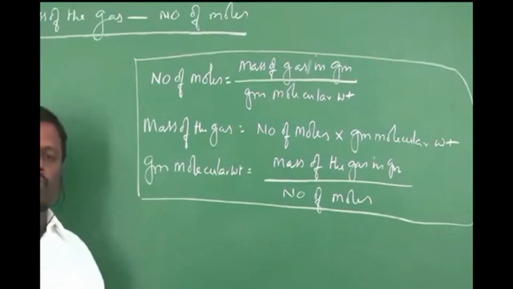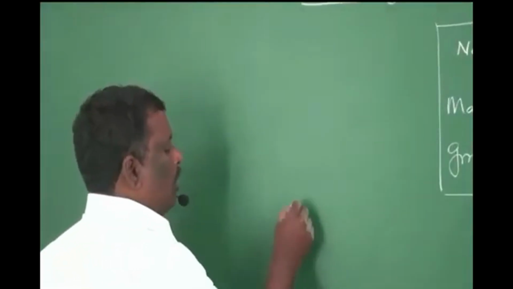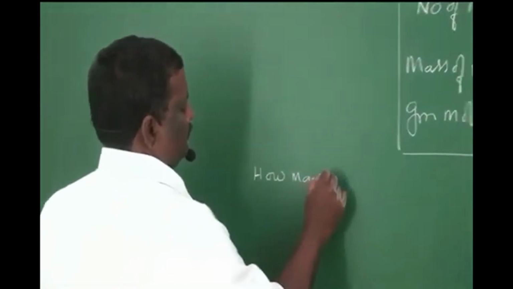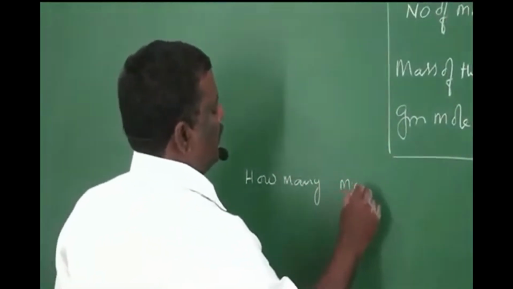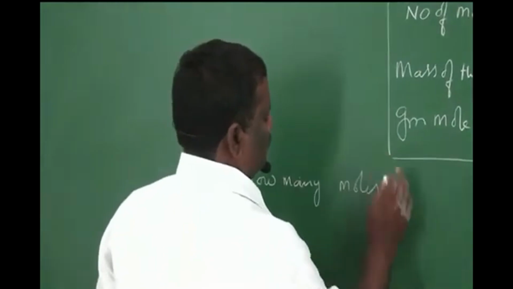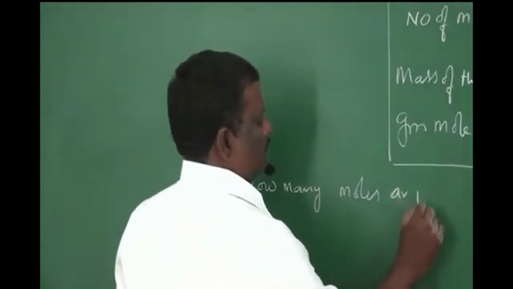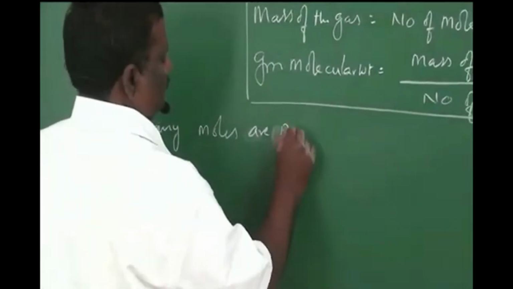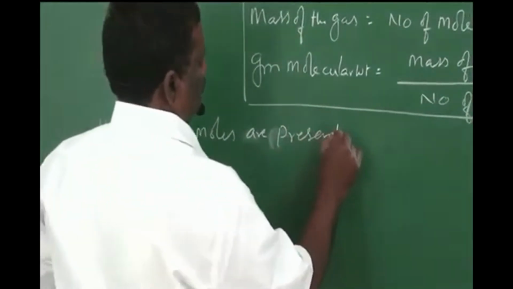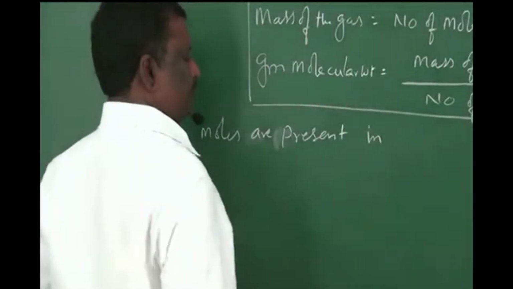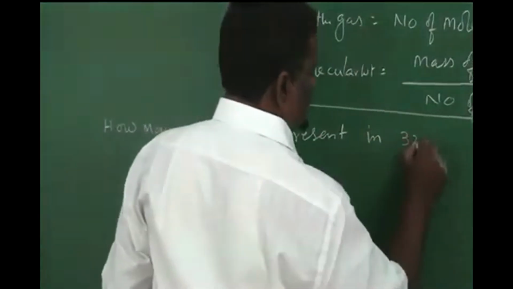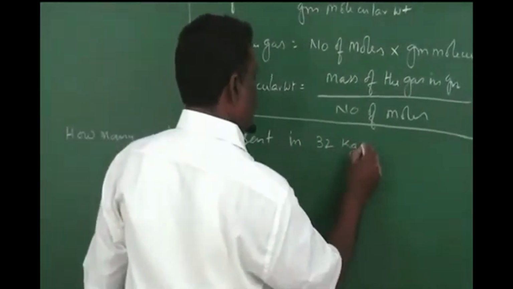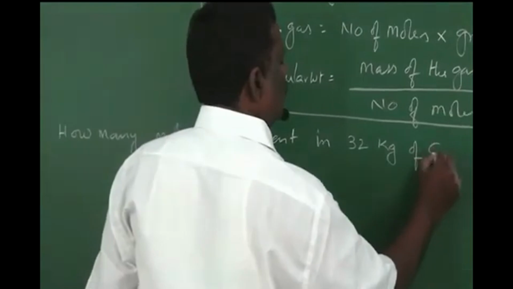Now, how many moles are present in 32 kilograms of O2?